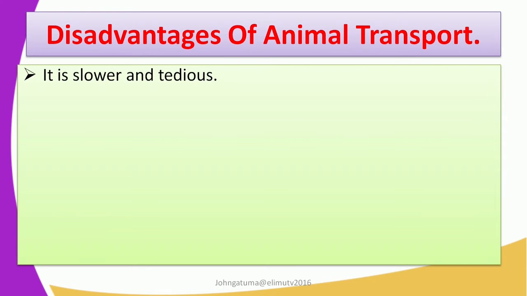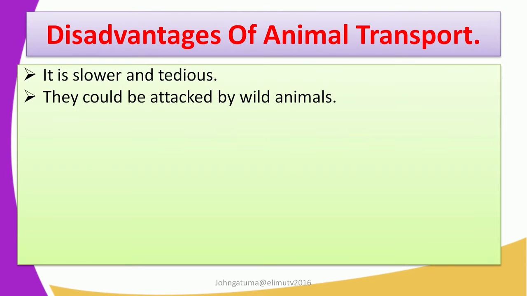Why is it discouraged? One, it is slow and tedious. The word tedious on the screen means it is very cumbersome, or the work using these animals is very tedious, because some of the animals are very stubborn. A good example is the donkey. When it is tired, it's very tedious, and therefore it's slow and tedious, therefore discouraged.